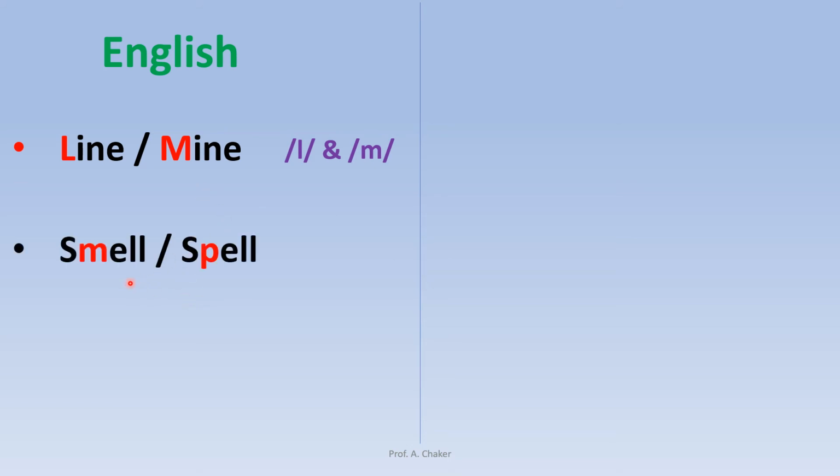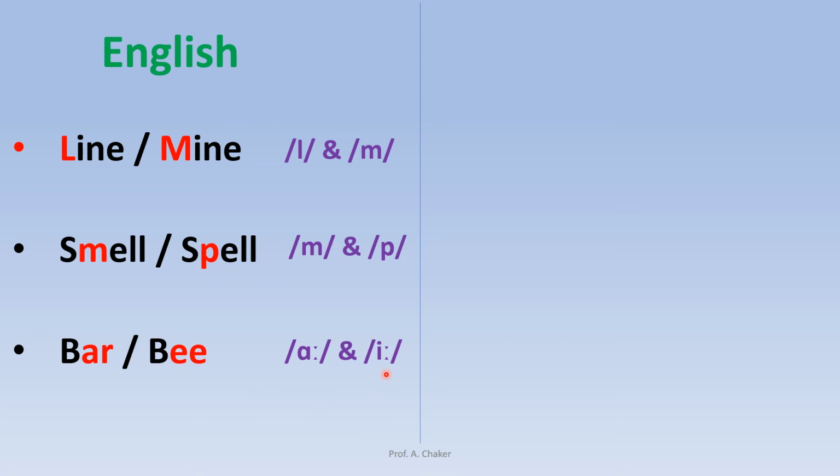Smell, spell. M and P are phonemes. Bar, bear. So, A and E, the long vowels.